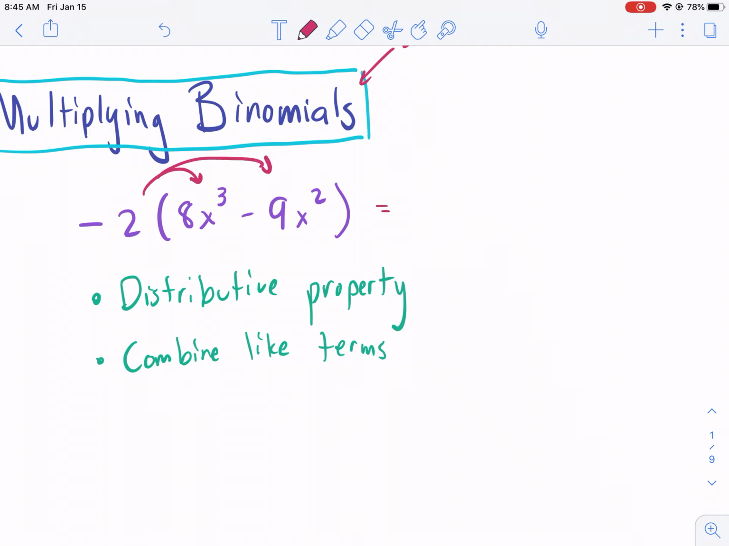So we have negative 2 times x to the 3rd. This one's fairly easy because you'll notice this has no x there. So we just multiply the numbers out in front with both those terms. So you have negative 2 times 8 gives us negative 16. Because there's no variable to multiply, we're going to keep it as x to the 3rd. Then we have negative 2 times negative 9. That's how I like to think of it, as a negative 9. And then it gives us positive 18. There's no variable to multiply, so we're going to leave it as x squared.